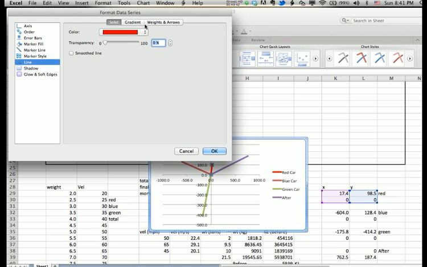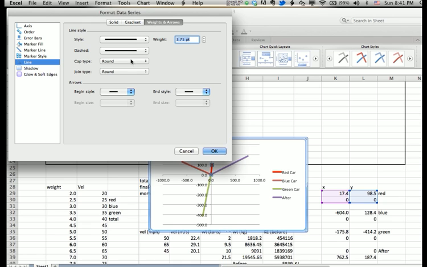Okay, actually, by the way, while we're doing this, weights and arrows, we need an ending arrow on this. There we go. Okay, I think we can shrink down the size of this to make it look a lot nicer. It's 1.25. Okay. We'll have to play with that later. Okay, so click OK on that.